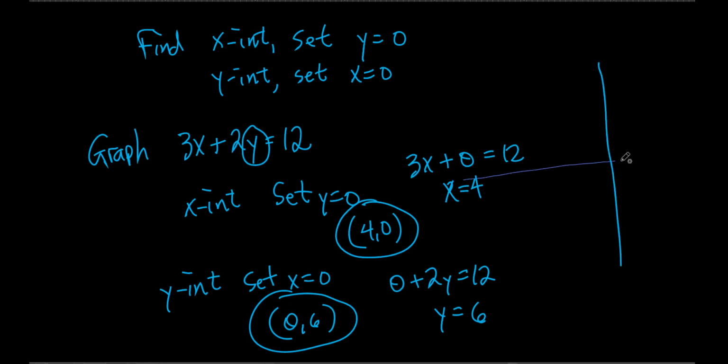These are your 2 points. So here's how to graph it. (4, 0): 1, 2, 3, 4. You put a point right there. (0, 6): 2, 3, 4, 5, 6. Put a point right there at 6. You connect them. I'm a little wiggly, but that's how you graph it.